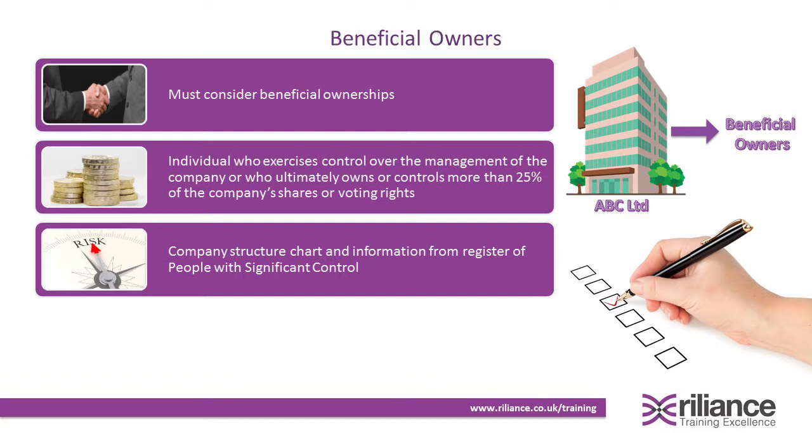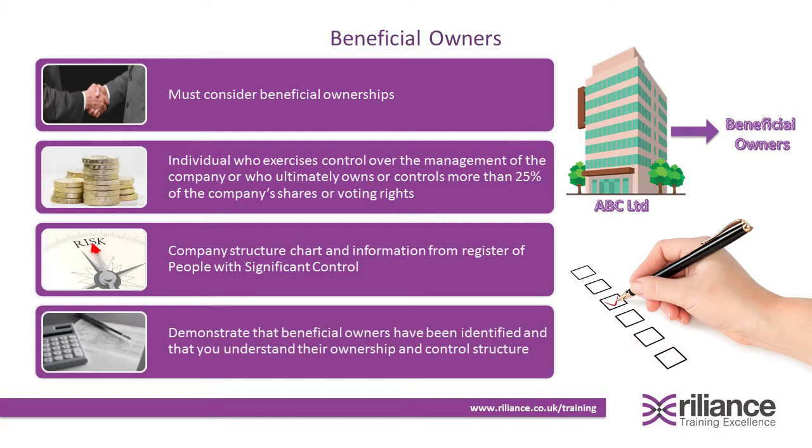You are entitled to ask for information from the company's Register of People with Significant Control. This is a register that UK private limited companies are now required by law to have. Its overriding purpose is to ensure transparency of beneficial ownerships. The register must be kept up to date and its details must be included in the company's annual confirmation statement. You can verify any information provided by Mr. X using the information you have received via your company search. If there are any beneficial owners, you need to be able to demonstrate that you have identified who they are and that you understand their ownership and control structure.